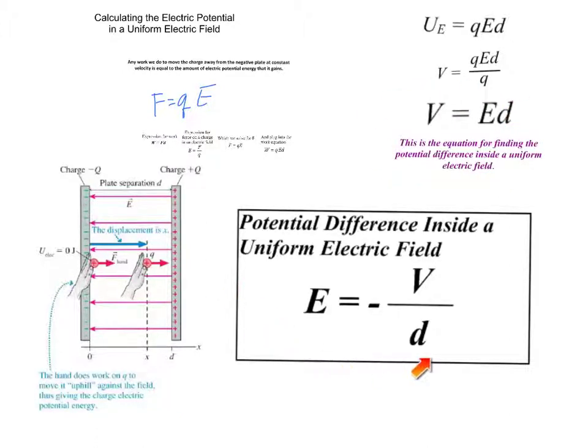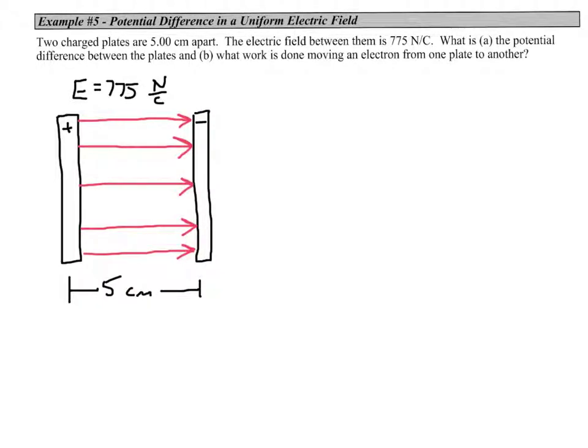So this is the equation that you'll have on your equation sheet for the AP test. Notice also that the electric field can be expressed in units of volts per meter as well as newtons per coulomb. Let's take a look at a real quick example. So two charged plates are 5 centimeters apart. The electric field between them is 775 newtons per coulomb. What is the potential difference between the plates, and what work is done moving an electron from one plate to another?